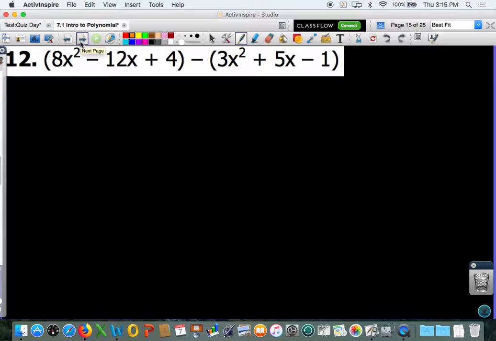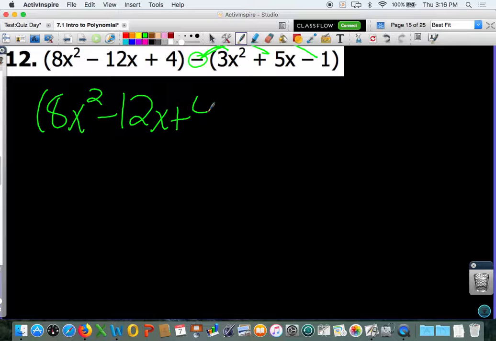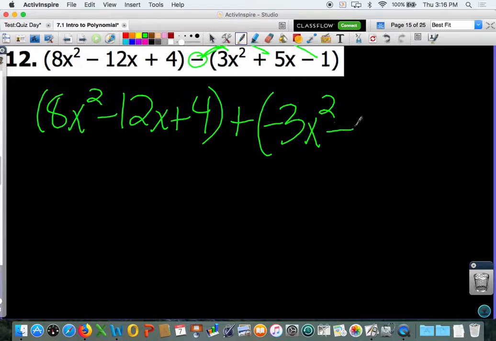All right, guys, so here's a very handy way to do this. We like keeping it in our parentheses. So what we're going to do is we're going to distribute this negative out to everything. But I'm going to show you how to keep it in the parenthesis form to see it. So now I've got 8x squared minus 12x plus 4. I've distributed my negative out, so now I can put a plus sign in here. So I now have negative 3x squared minus 5x plus 1. Negative times a negative gives me a positive, so plus 1.